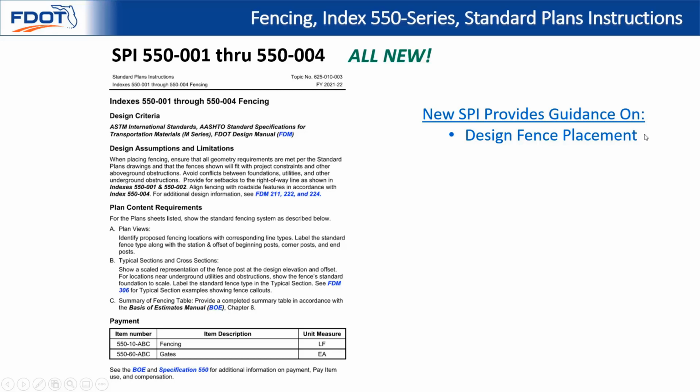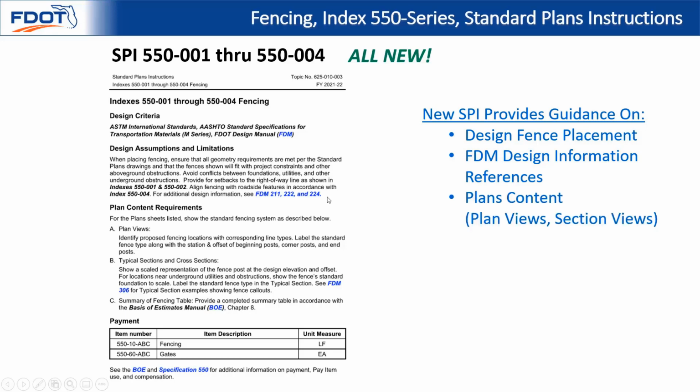And so we've described the fence placement, when you would use a fence, FDM design information references, as you can see here for fence placement. We've explained some of the plans content and what we would expect to see in plan views and section views. We provided the call out points that correspond to some key locations that contractors need to know. And then we've included the pay items. And so in general, the SPI provides a good starting point for information when electing to use particular standard plan index. And so be aware, there's now some additional guidance for using the fencing standards.